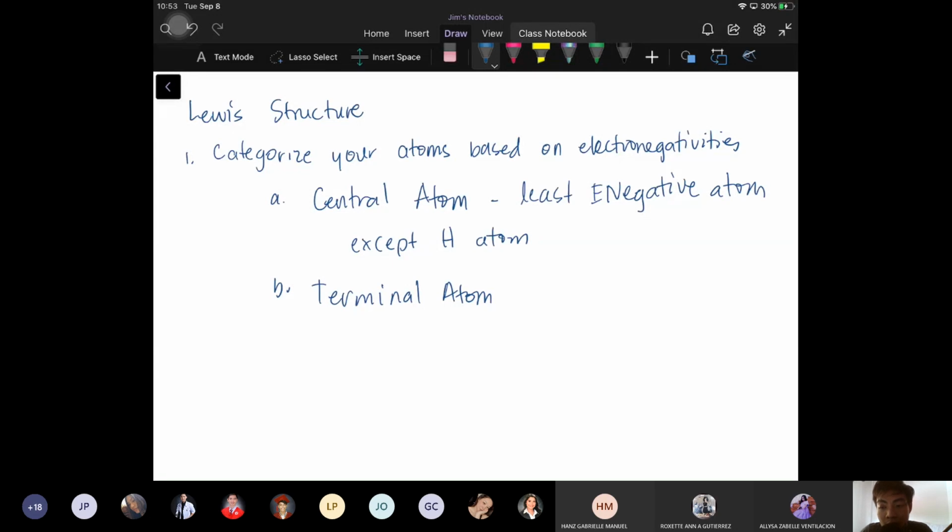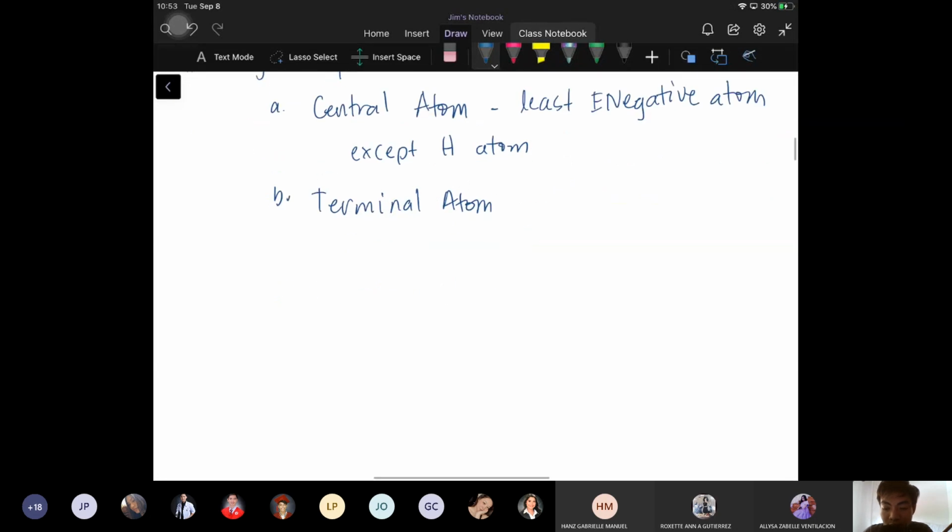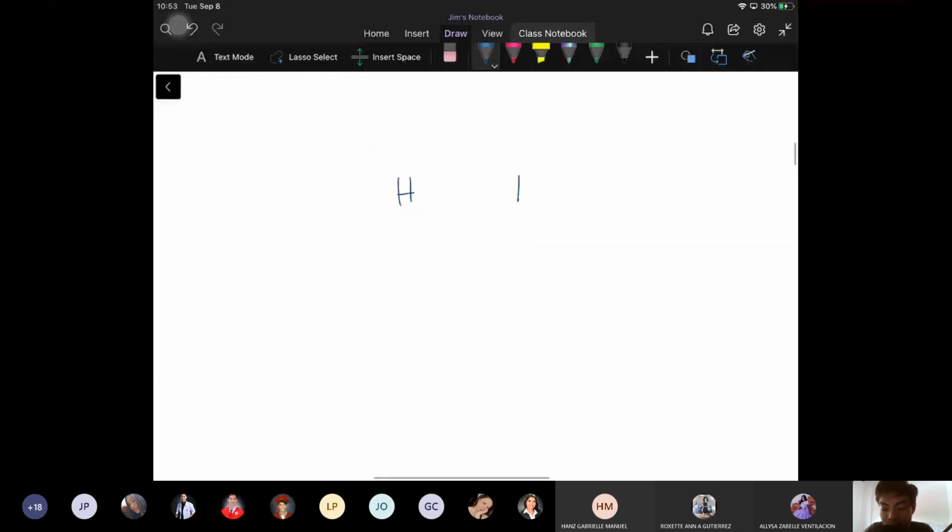Bakit hindi pwede maging central atom si hydrogen? The reason is hydrogen only possesses 1s orbital. Di ba 1s orbital lang meron si hydrogen? Kasi yung ginawa natin Christmas tree last time, di ba 1s lang talaga? Pag 1 energy level, s orbital lang yung kaya. And that means yung hydrogen natin, it can only accept 2 electrons. Yung 2 electrons na yon, they can be signified as 1 bond. So, ibig sabihin nun, hindi na pwede kabitan si hydrogen ng iba pang groups.